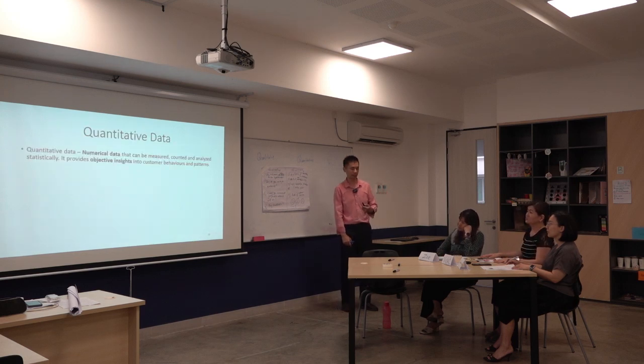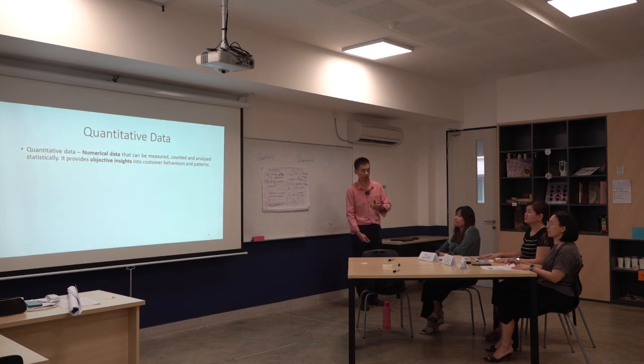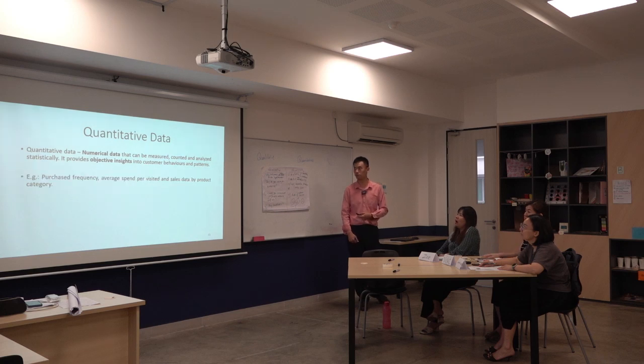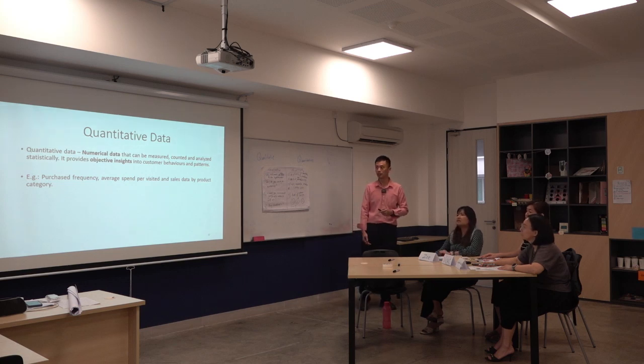And for quantitative data, as already mentioned just now, it's numerical data. So this will provide objective insight, because it is all based on numbers. It's very objective, but you can't see the reason behind, so you need to have the qualitative as well. For example, purchase frequency you can trace, like just now someone shared about the POS system, or based on the number of cars, and so on.